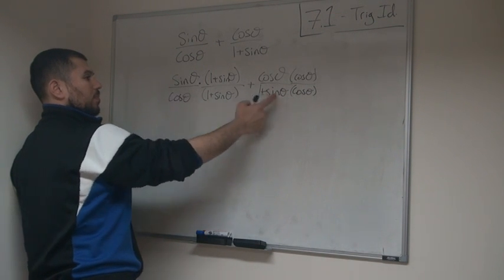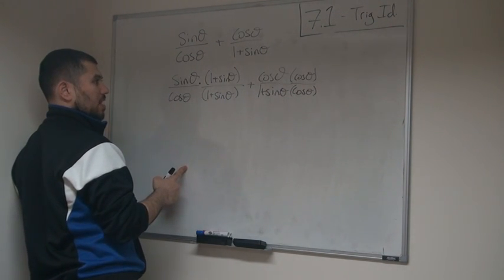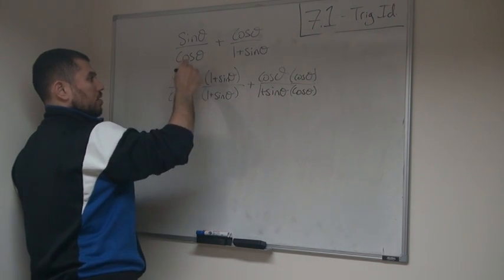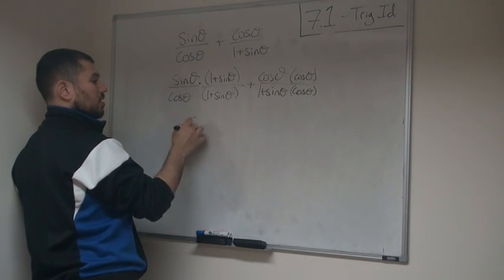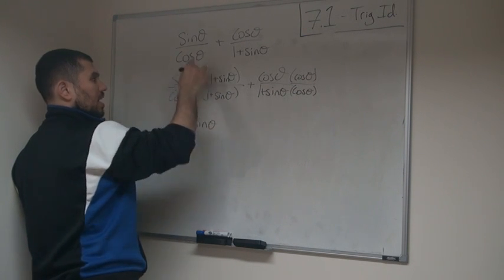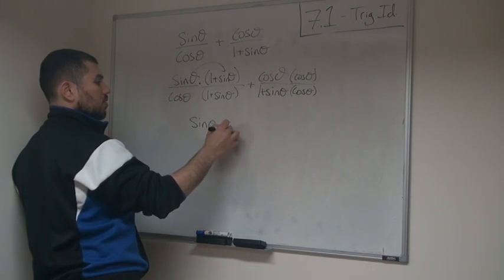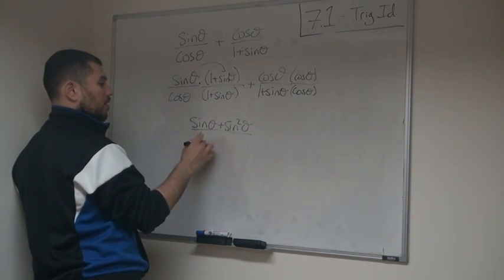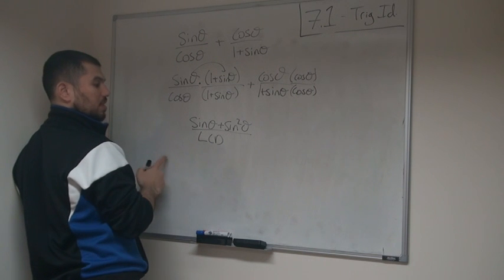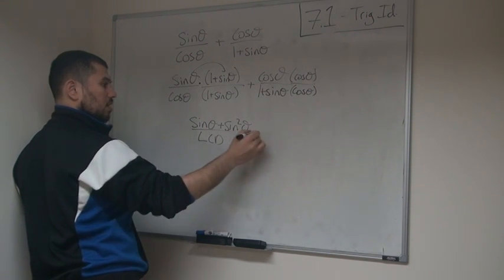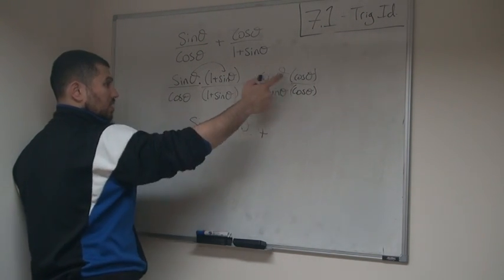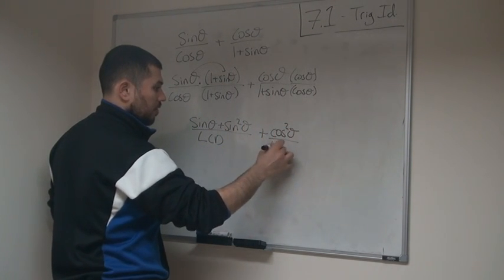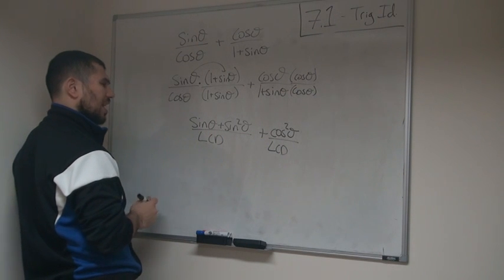Now I'm not going to multiply out the denominators. I'm going to leave that in factored form, but I will distribute the numerators. Sine of theta times 1 is the sine of theta. Sine of theta times sine of theta is sine squared theta. That's going to be over the new LCD, which is cosine theta times 1 plus sine theta. This is cosine times cosine, which is cosine squared theta, over the new LCD. I don't want to write it out.